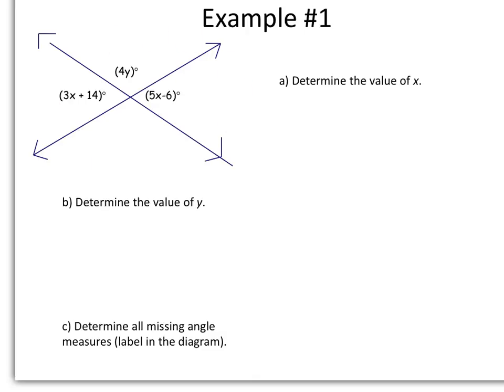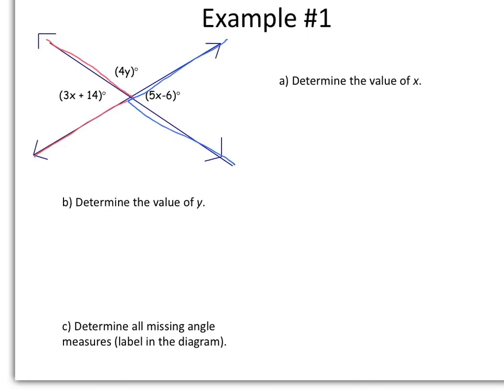Determine the value of x. To determine the value of x, we need to set up an equation. But remember, in math we can never assume, so we have to pull something that is true in this diagram. Well, let's concentrate on these two angles. We have two intersecting lines, and the expression 3x plus 14 is referring to this angle in red, and the expression 5x minus 6 is referring to this angle in blue.